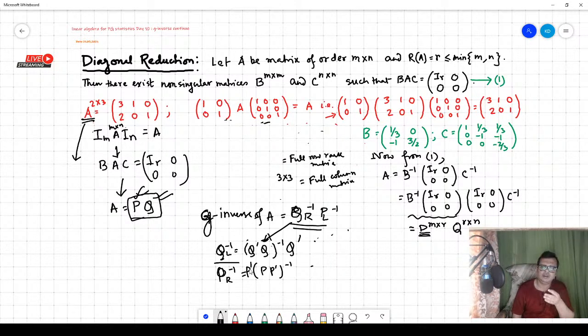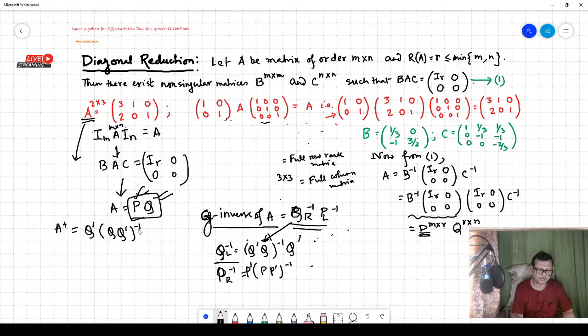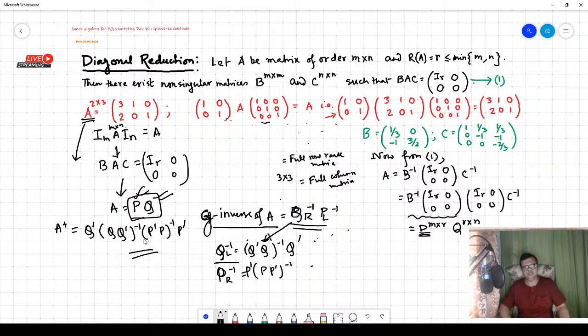easily find G inverse of A, and you know the formula of Moore-Penrose inverse using rank factorization, that is Q prime (Q Q prime) whole inverse (P prime P) whole inverse P prime. So please do this calculation yourself and submit it and take it as your homework.